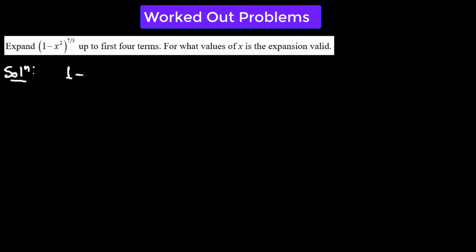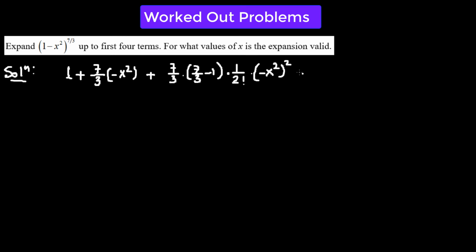So we have 1 plus 7 over 3 times negative x squared, plus 7 over 3 times (7 over 3 minus 1) divided by 2 factorial, which I'm writing here as 1 over 2 factorial, times negative x squared raised to the power of 2, plus 7 over 3 times (7 over 3 minus 1) times (7 over 3 minus 2) divided by 3 factorial, which is also simply 1 over 3 factorial, times minus x squared raised to the power of 3, plus the remaining terms.